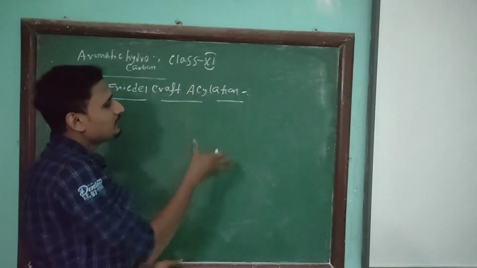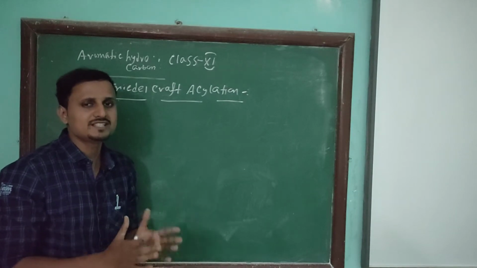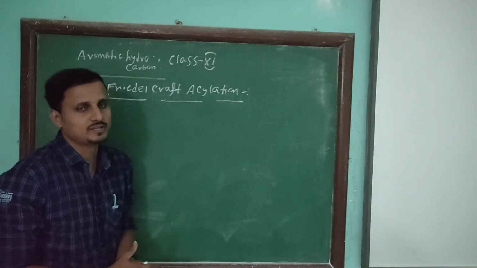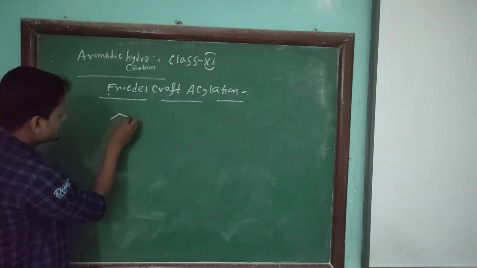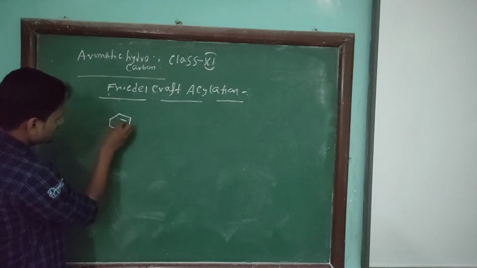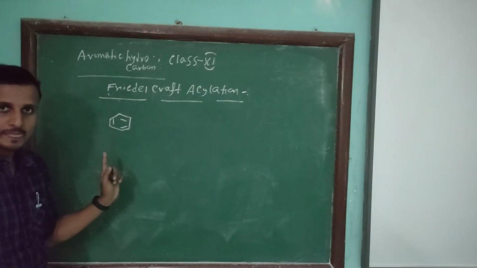What is acylation? It means we have to substitute an acyl group. Acyl group means a COCH3 group or COR group; that one we have to substitute. Now, listen, this is benzene. We know it has 6 pi electrons, with alternate double bonds.